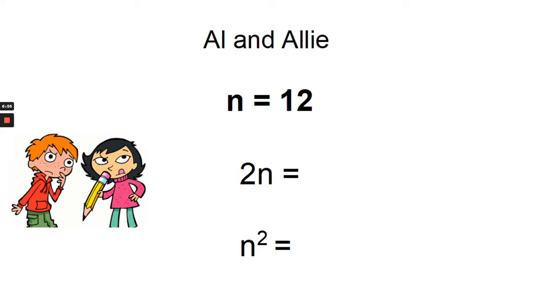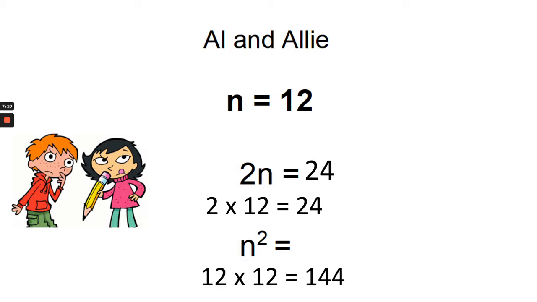All right, let's have a look. We've got 2n. When the number is right next to the letter, we multiply. 2n means 2 lots of 12. 2 times 12 is 24. N squared, n has a value of 12, so that's 12 times 12 to give me 144. Well done, Year 6.